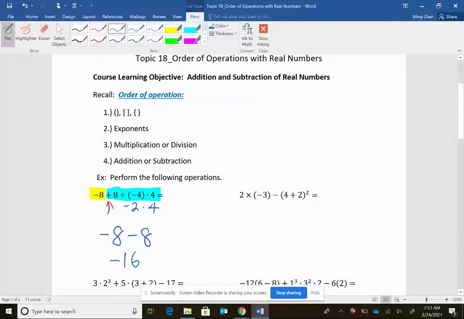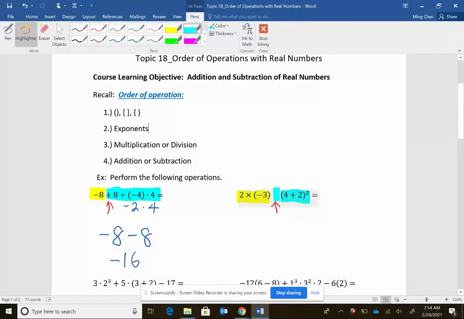All right, let's look at the one on the right. 2 times -3 minus, so here's a subtraction sign outside the parentheses, minus parentheses 4 plus 2, whole thing squared. So my first term, which is in front of my subtraction sign, is one term, and this first term has one operation, multiplication. My second term is behind the subtraction sign. And the second term has addition, one operation inside the parentheses that I have to do first. Then I'm going to square it.